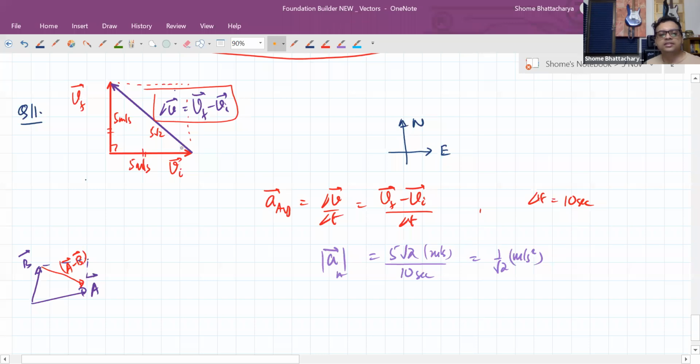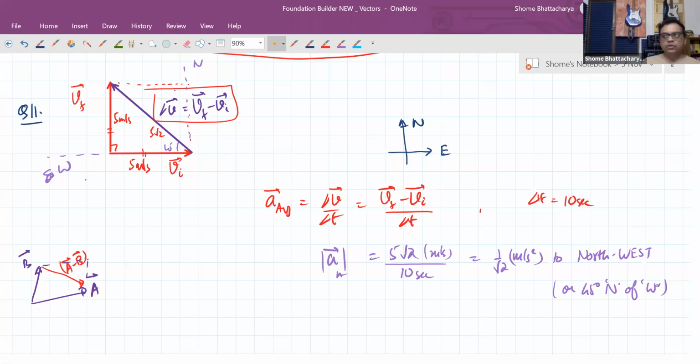And what about its direction? So you can see this angle is 45. So the direction is between west and north. So it is this much towards northwest. Okay. Or if you want to say more precisely, 45 degrees north of west. But because it's 45 degrees, is the bisector, so it's enough to say northwest.